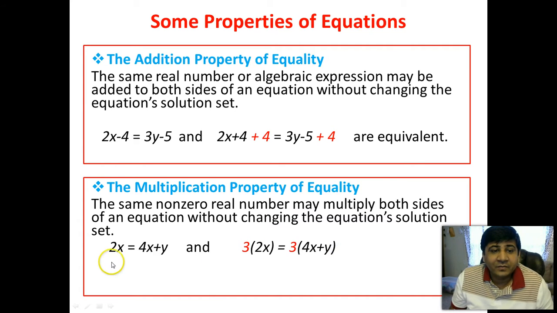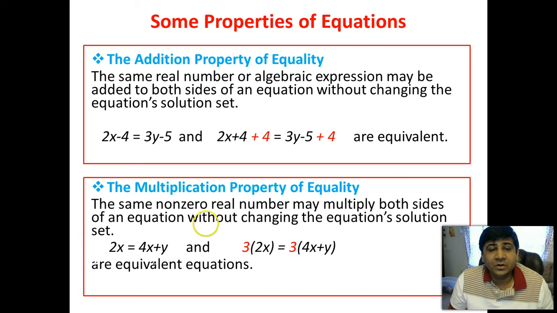For example, if this is your equation, 2x equals 4x plus y, and you choose to multiply both sides of the equation by 3, you can do it. Or you can choose to multiply by 13, you can do it. Not a problem. These two equations are called equivalent equations.